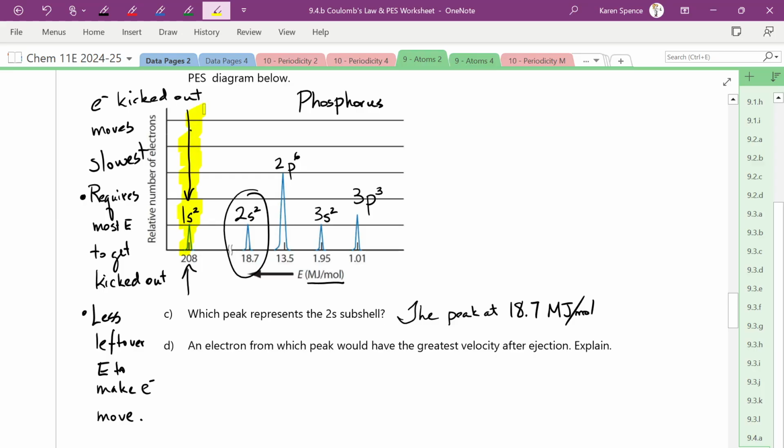So that's this one here. It requires the most energy, so there's less leftover energy. Who's going to be the fastest electron? Electrons in which subshell? The 3p. So these electrons are going to be the fastest electrons after getting kicked out.